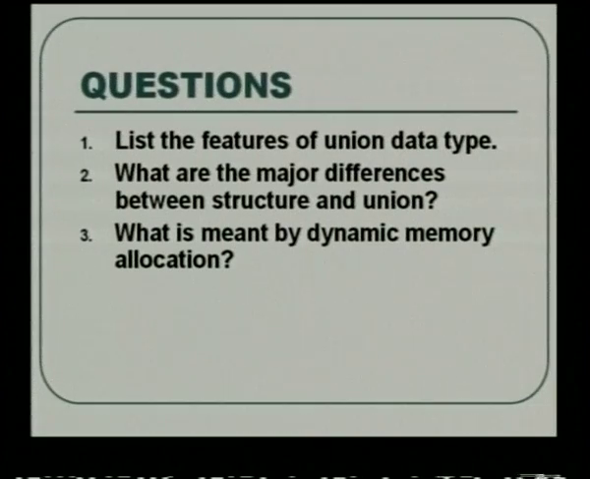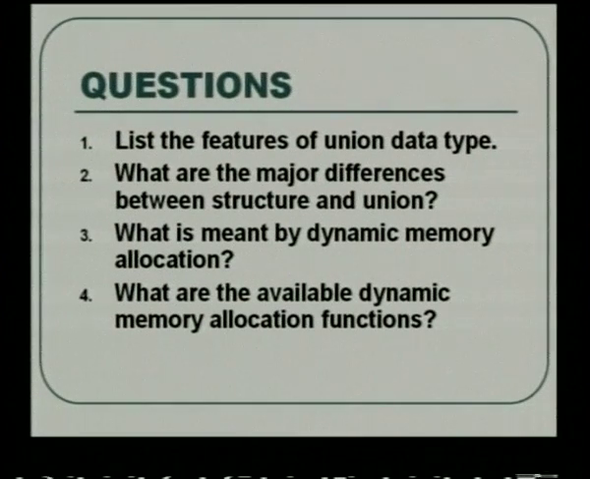Dynamic memory allocation is allocating memory at execution time without wastage of memory, when the actual requirement of memory space is known. The available functions are malloc, calloc and realloc. Free is used to release the allocated memory.